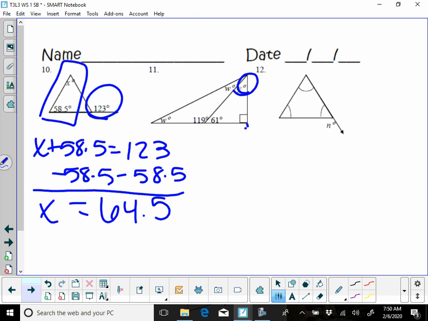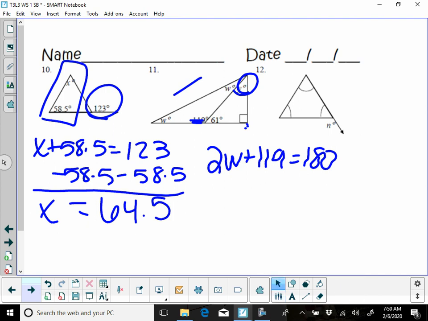And then over here, for this triangle, you know that this angle is 119, and you know that all three have to equal 180. And there's two of the same angle. So 2W plus 119 should equal 180, and then you just solve a two-step equation. A little piece of information that you see given to you here on number 12 is that all three angles of these are congruent, so that makes them all 60 degrees. So then you would add the two opposite interior angles to find the exterior.